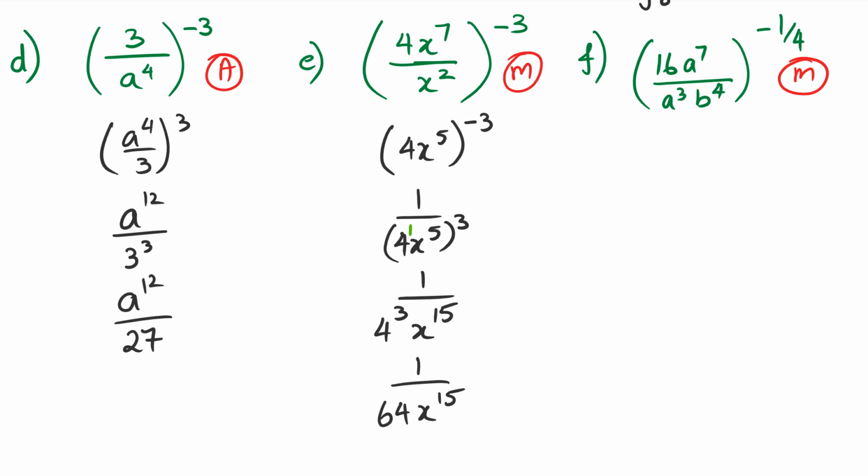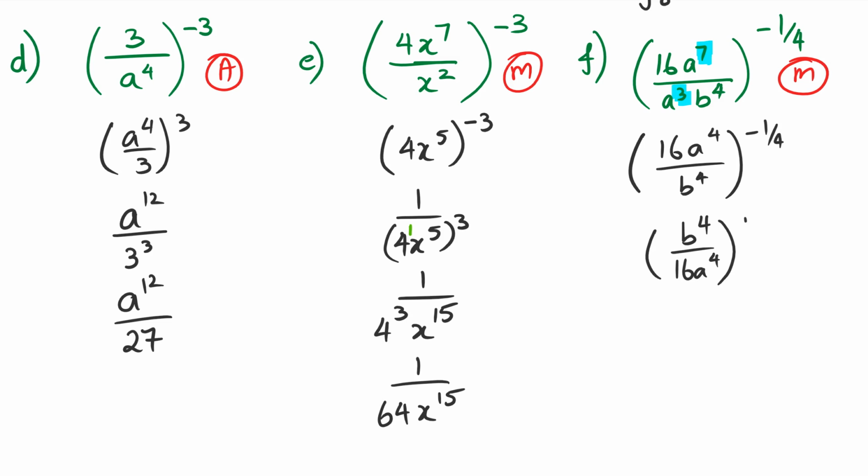Anyway, going on to question F. I'm going to get rid of the A first. I've got 7 in the numerator, 3 in the denominator, which means I'm going to rewrite this as a to the power of 4 in the numerator, b to the power of 4 in the denominator, and all of this is to the power of negative quarter. So if I want to change it to positive quarter, I flip the fraction. I get b to the power of 4 over 16a to the power of 4, to the power of positive quarter.